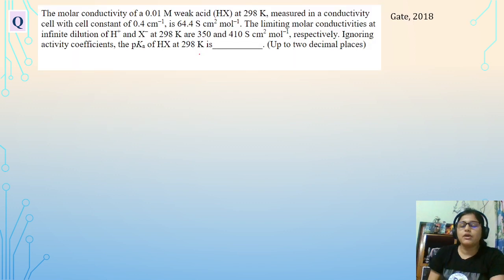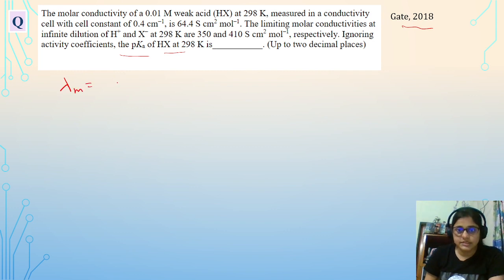Now coming to a GATE question. Here another interesting concept is also needed, which you have read about. So the molar conductivity, what is given? Lambda of a weak acid is measured in a conductivity cell with cell constant L by A, 0.4 semi inverse. Don't forget about the units.